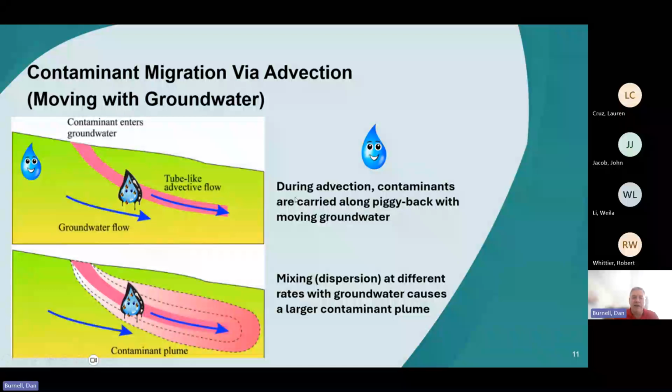Let's look more carefully at the different mechanisms by which contaminants will move in groundwater. The first one is, again, advection, where the chemicals are carried along with the groundwater as it moves along a groundwater flow pathway. Now, in reality, as the chemicals move along a groundwater flow line in the subsurface, they mix with the groundwater, and we call that dispersion. That forms a wider area of contaminants in the groundwater, and we call that a contaminant plume.